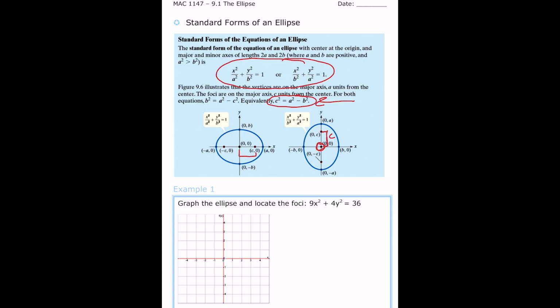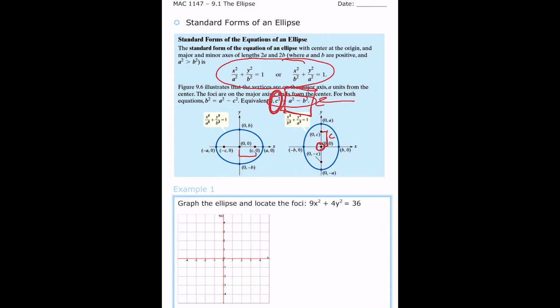Where do the a squared and b squared come from? They come from the denominators of the fractions that are part of the equation for the ellipse. How do I know which one's which? Well, c squared is definitely going to be a positive number. In order to do this subtraction of a squared minus b squared and get a positive number, a squared better be larger than b squared.